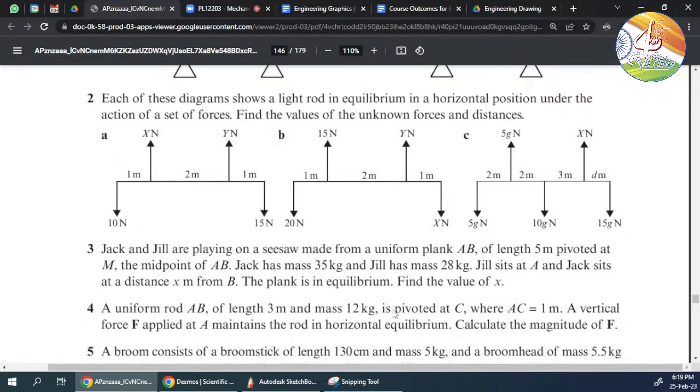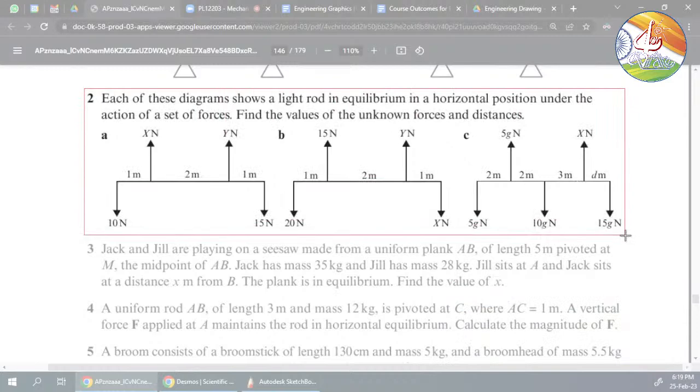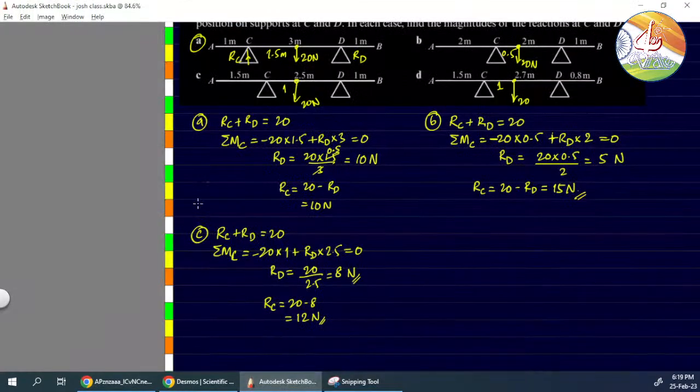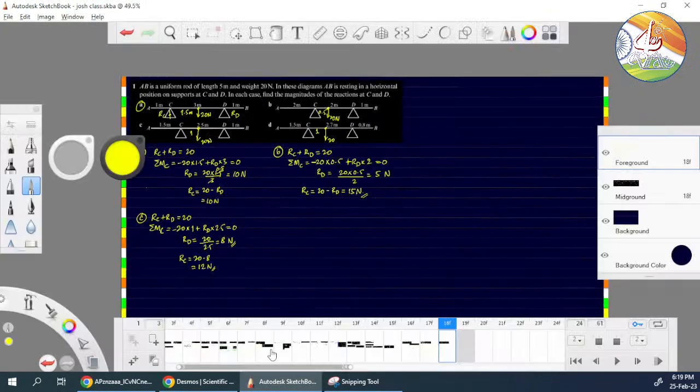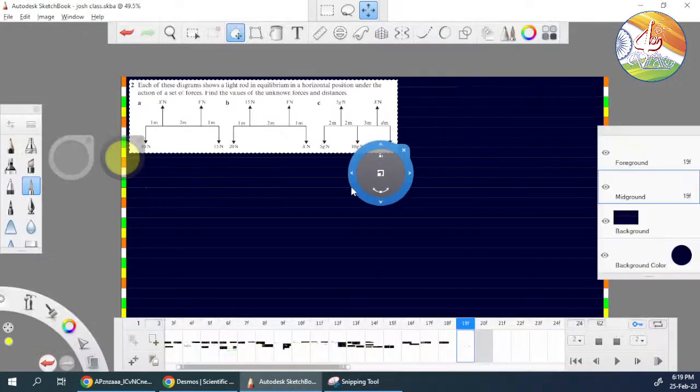So shall we stop after this today? Okay, sir. What time did we start? We started at 4:20, around that time. So this will be our last problem today.